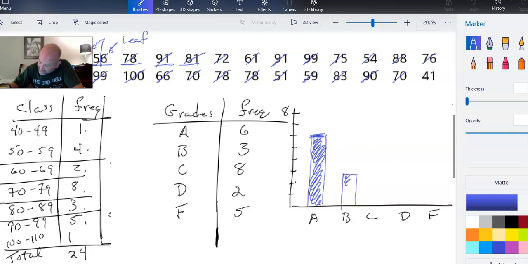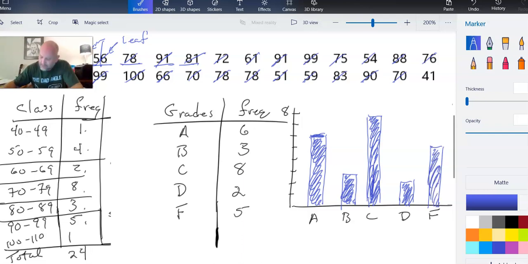And you notice this is already looking very different than the other one. For C's, let's see, there's 8 of those, so we're going to take that all the way to the top. You really should have them evenly spaced for aesthetic reasons, but we're going to forgive dear old Mr. Brian for this. Okay, and then D is at 2. And then F is at 5, which, yeah, should be about right there. Right, and so this is a bar chart, and you notice the big difference.